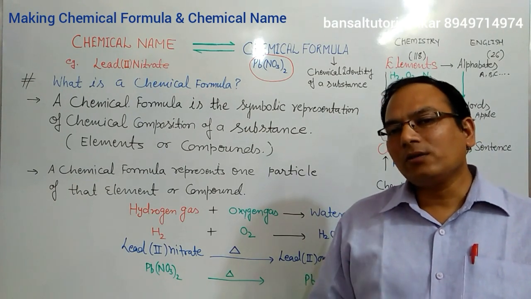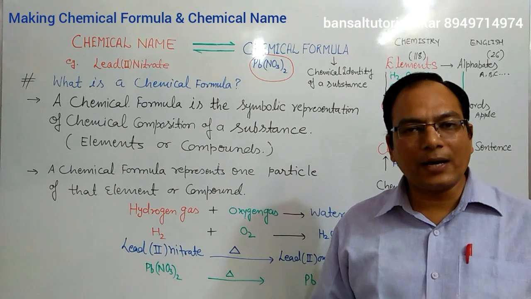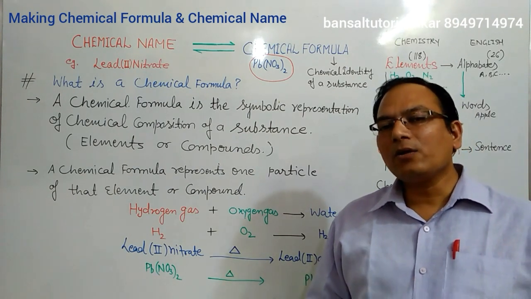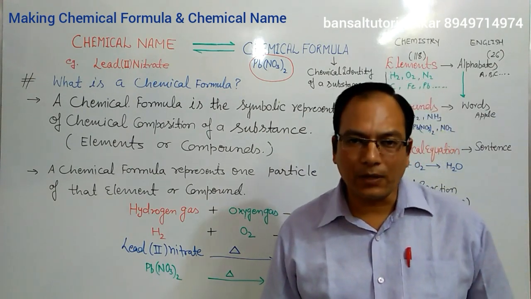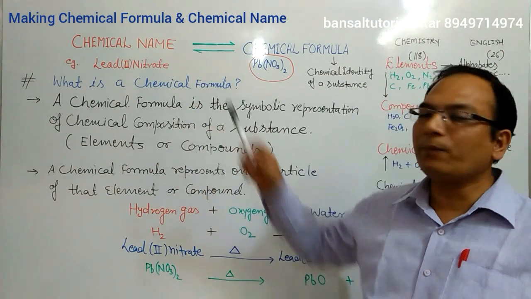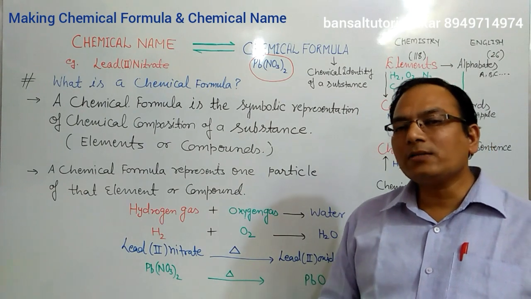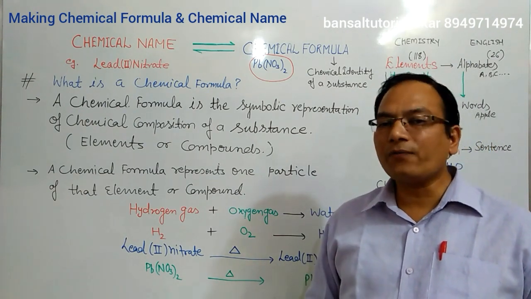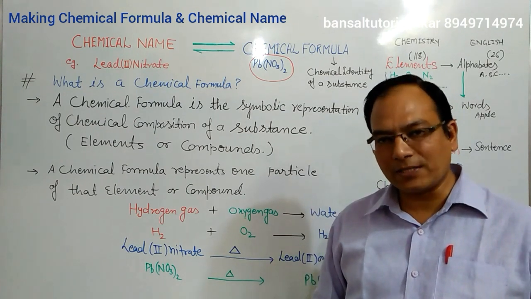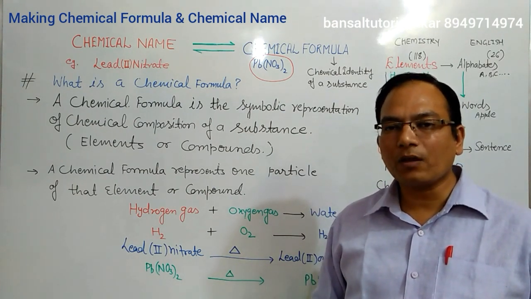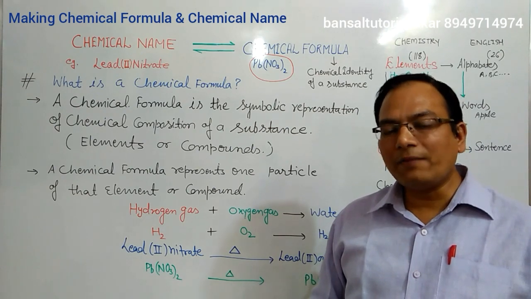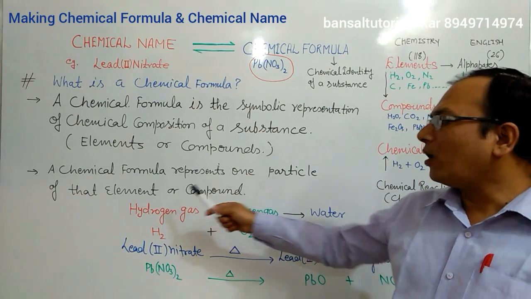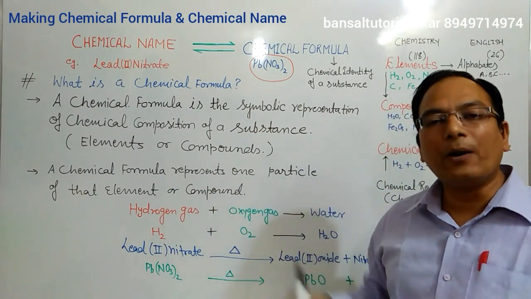To understand the process of making chemical formula and chemical name, first of all, we understand the meaning of chemical formula. What is a chemical formula? Students, a chemical formula is the symbolic representation of the chemical composition of a substance, element or compound. When we write a chemical formula, it represents a particle of that element or compound.